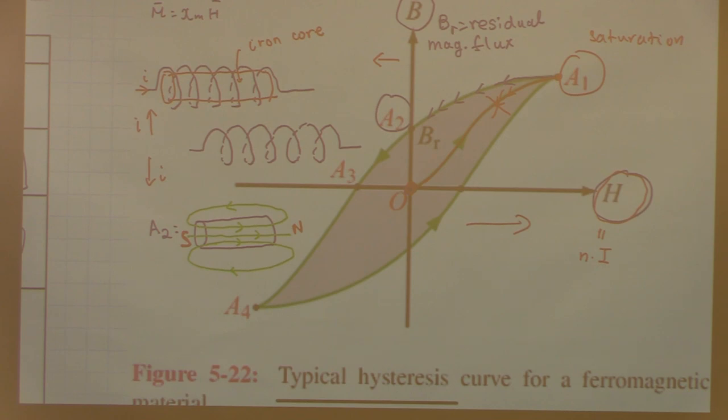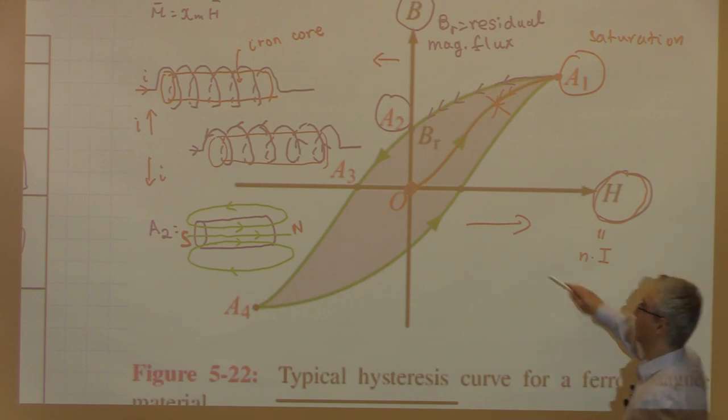Okay, so now instead of going from left to right, it goes from right to left. And I have still the core. So I'm basically trying to demagnetize the core. So now I changed my mind. I don't want to sell it as a magnet anymore, and I want to demagnetize it. So I will reverse the current, and I'll try to go back.